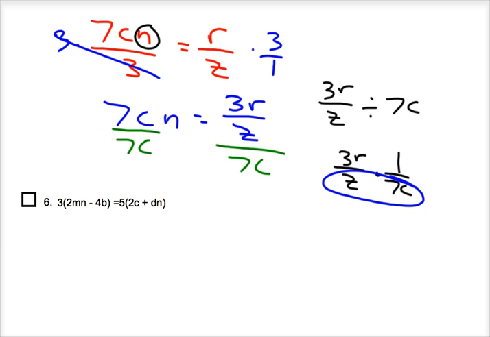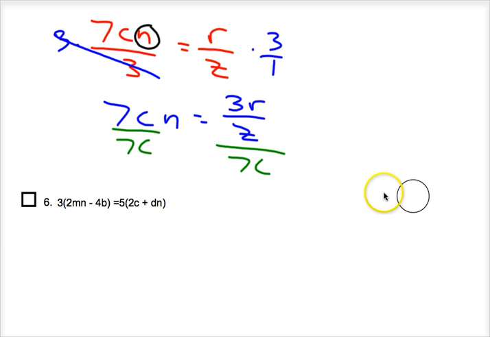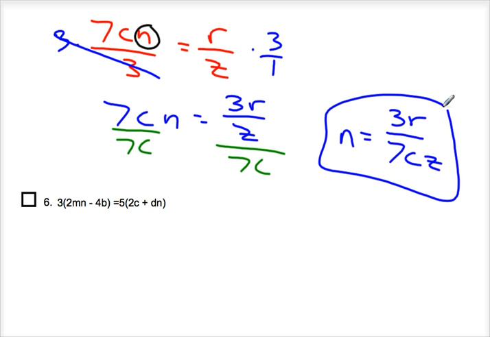So what's our final answer on this one? Now let me clear this out here. Our final answer then should have been n equals 3r over 7cz. So when you take a fraction and divide by something, that something is just going to end up in the denominator.